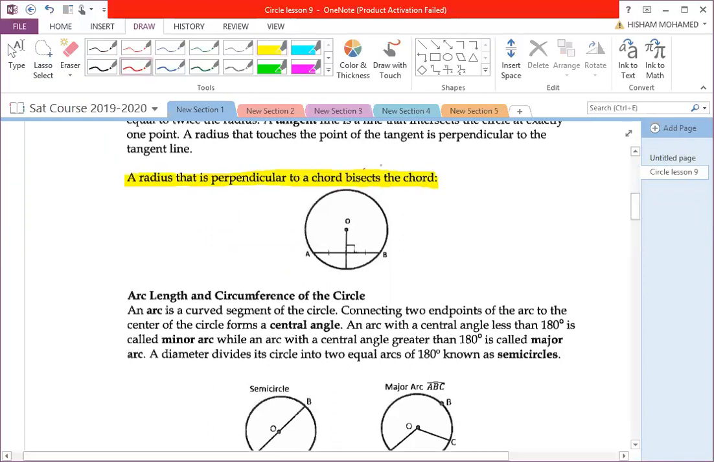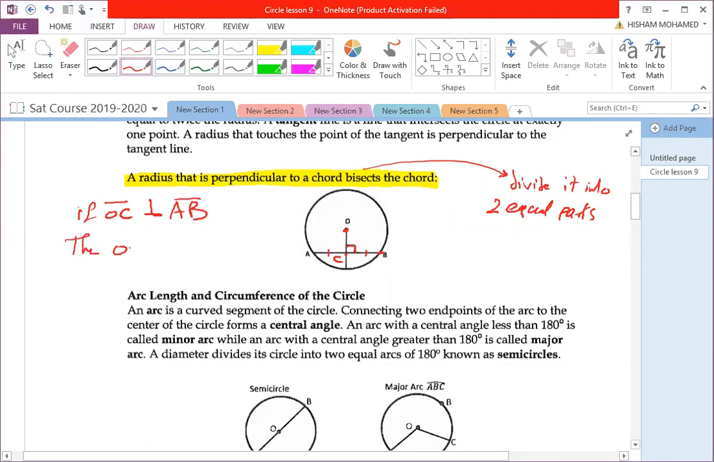What is the meaning of the word bisects? Bisect means divide into two equal parts. So if OC, for example, is perpendicular to BA, it means that AC is equal to BC. If OC is perpendicular to AB, then AC is congruent to CB and equal in length.